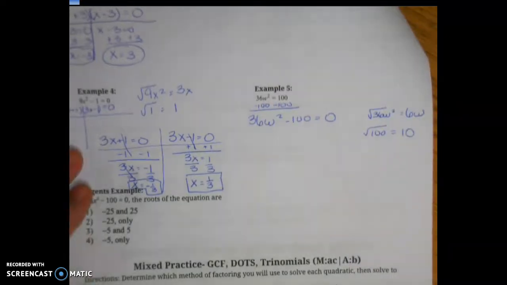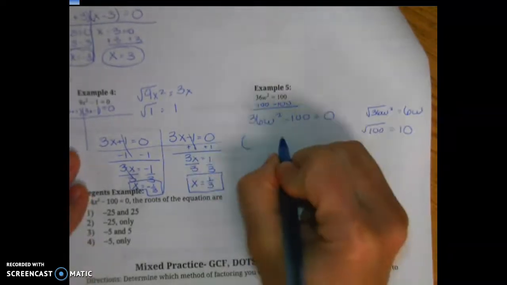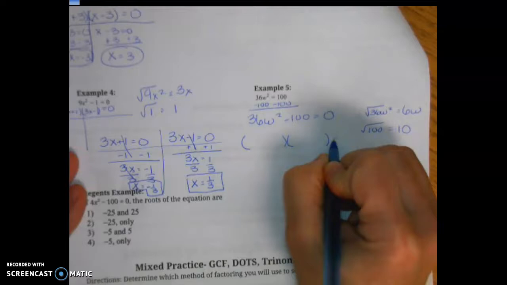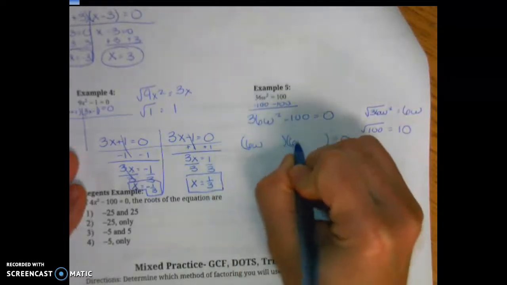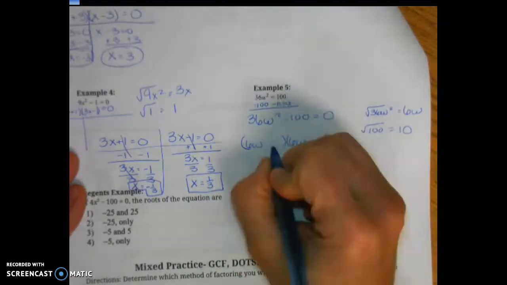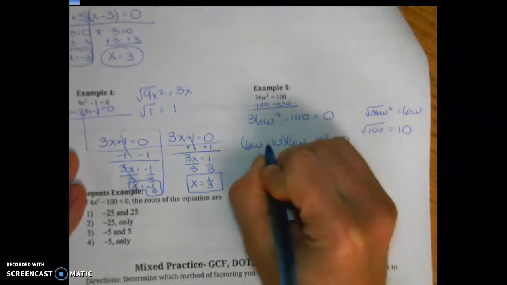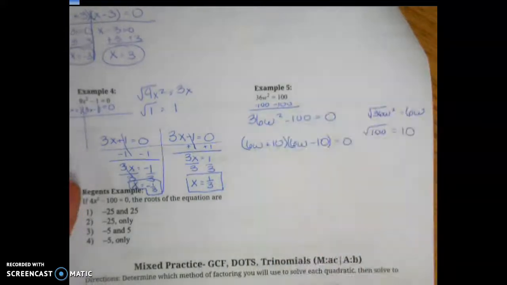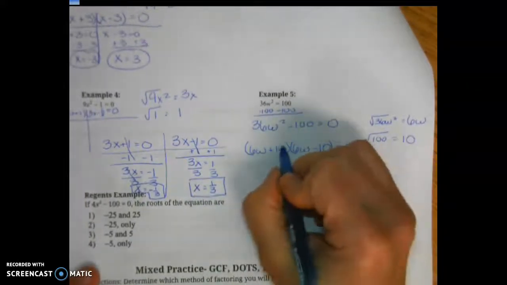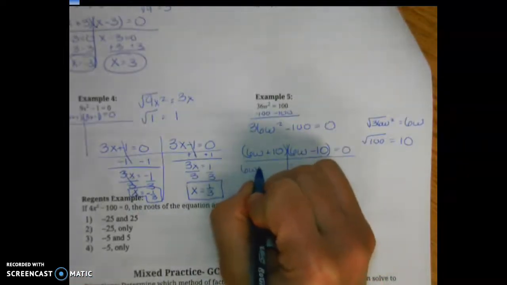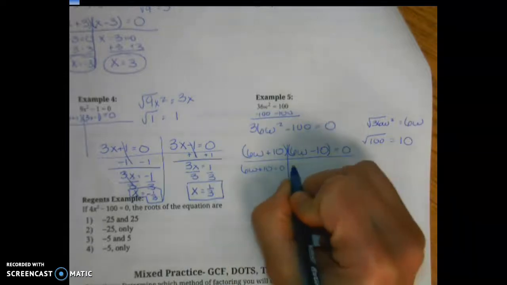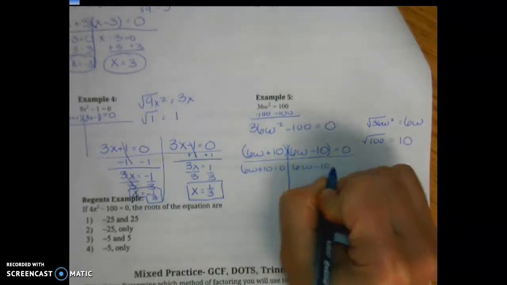Okay, so I'll set up my two factors in my double bubble. The first term for both is going to be 6w. And the second term for both will be 10. And then, remember, one is always a plus and one is a minus. So these two parentheses are the two factors I'll set equal to 0, and then I can solve each one separately. So I have 6w plus 10 equals 0, and 6w minus 10 equals 0.